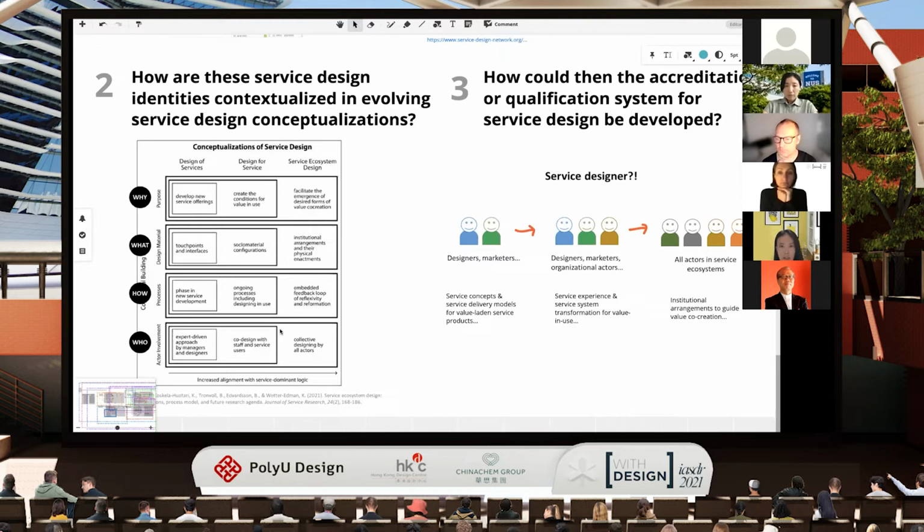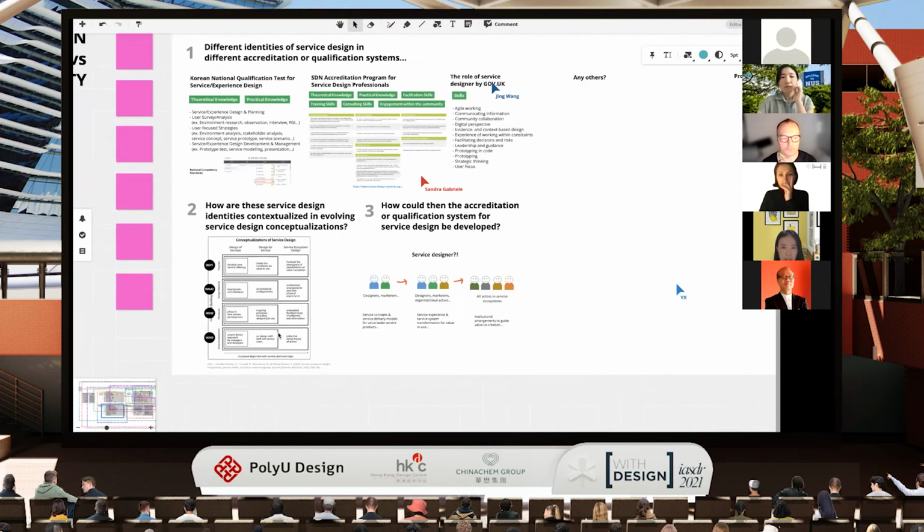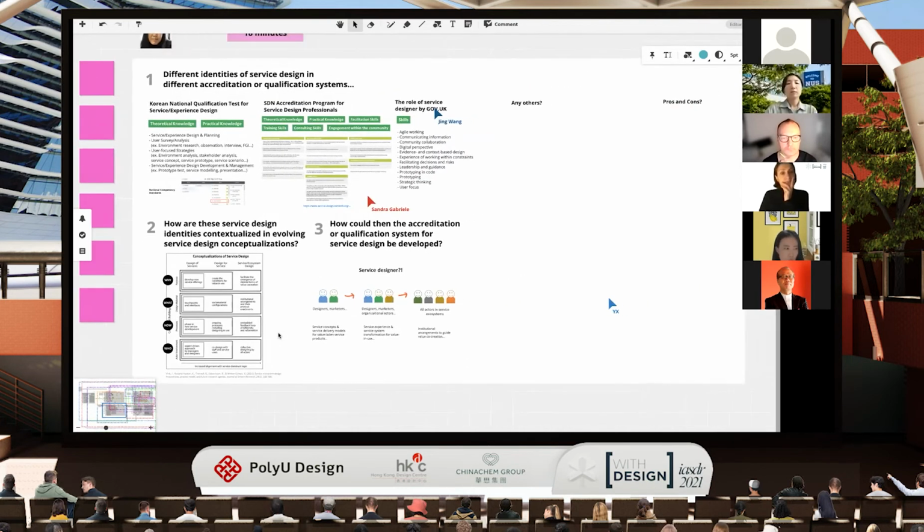And then my last question is, okay, by positioning those qualification systems in this conceptualization of different services, maybe then how could we further develop this kind of accreditation and qualification system if these things are necessary? And under this question, we might have to ask, okay, then who should be called service designer? Because there could be really multiple opinions on that.